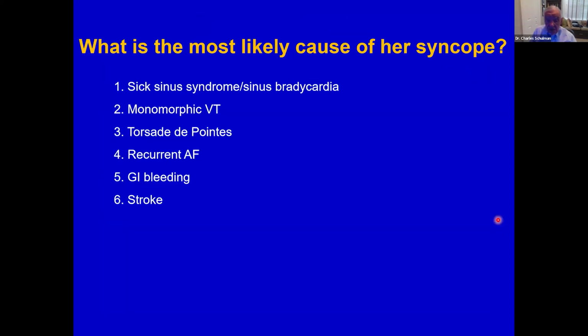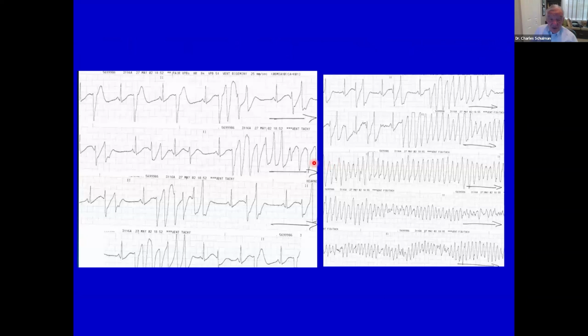Okay, so then, what's the most likely cause of this syncope? Sick sinus syndrome, monomorphic VT, torsade de pointes, recurrent AFib, GI bleeding, or a stroke. It's either monomorphic VT or torsade. What's the risk with long QT? I'll answer it. The answer is torsade, and in fact, that's what happened. Torsade de pointes is polymorphic VT.